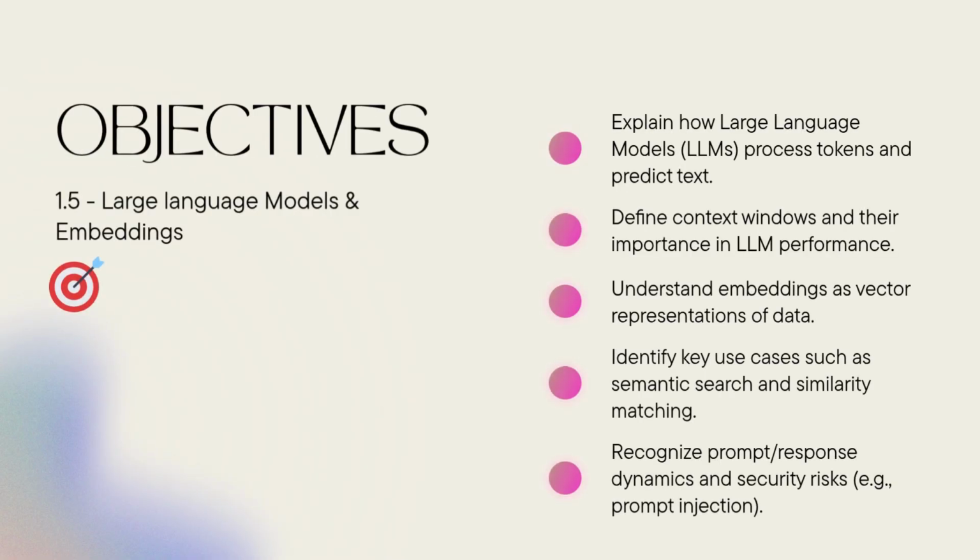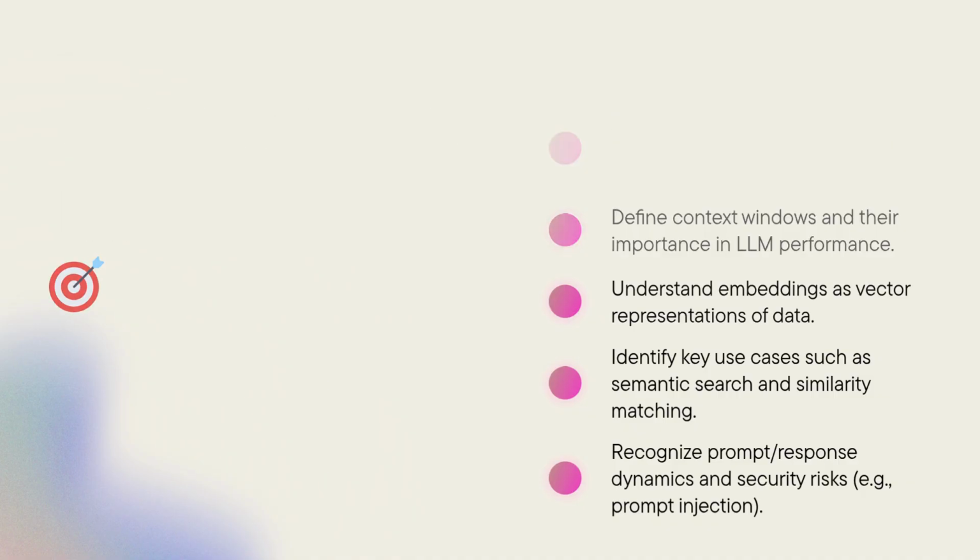By the end of this lesson, you should be able to explain how large language models process tokens and predict text, define context windows and their importance in large language model performance, understand embeddings as vector representations of data, identify key use cases such as semantic search and similarity matching, and finally, recognize prompt or response dynamics and security risks such as prompt injection.